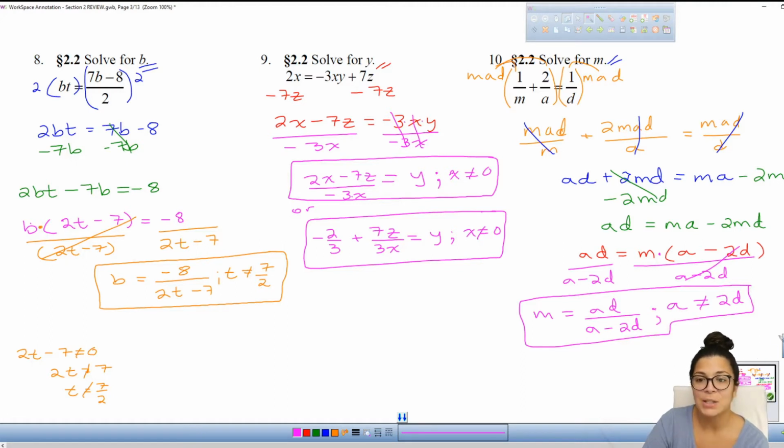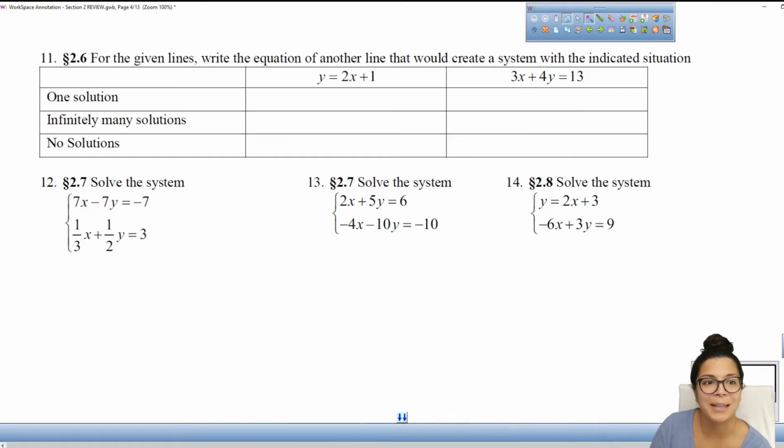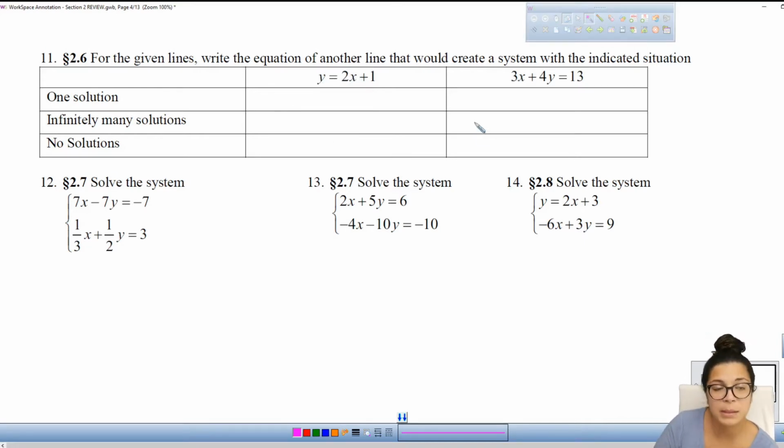Alrighty, so let's move on to number 11. So on number 11, we want to write the equation for another line that would create a system with this line for each of these indicated solutions. So first, we want one solution, and then infinitely many solutions, and then no solution. So let's start with this first one.